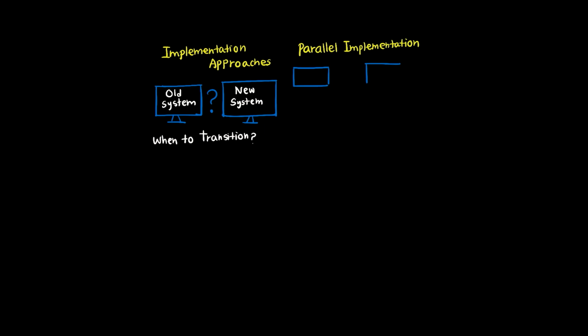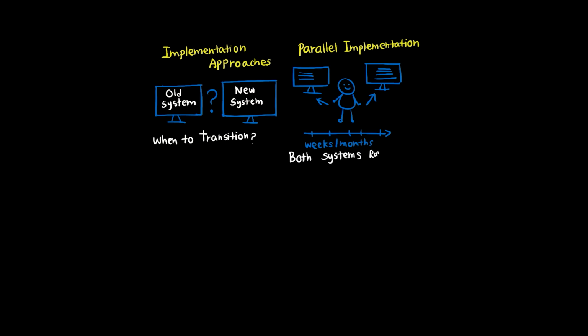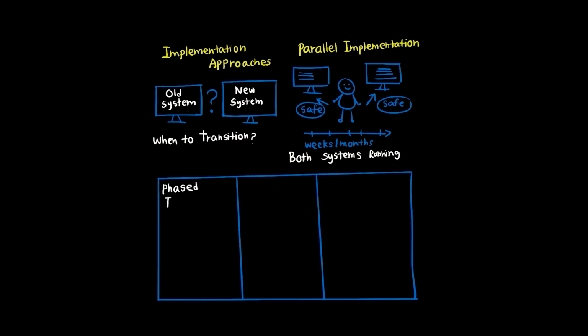In parallel implementation, you run both the old system and the new system simultaneously for a period of time, maybe weeks or months. Staff document in both systems. This doubles the work temporarily, but it provides a safety net. If the new system has problems, the old system is still running, and patient care isn't disrupted. Once you're confident the new system is stable and staff are comfortable, you discontinue the old system. It's like keeping your old car while test driving the new one.